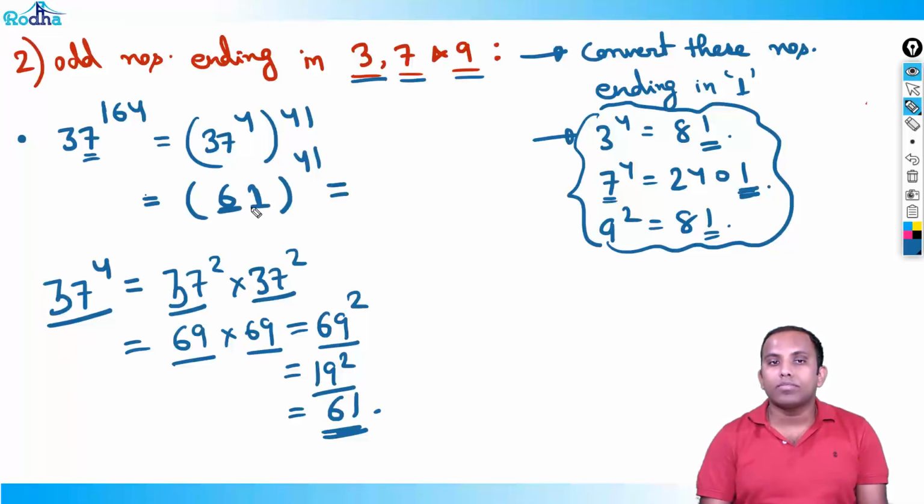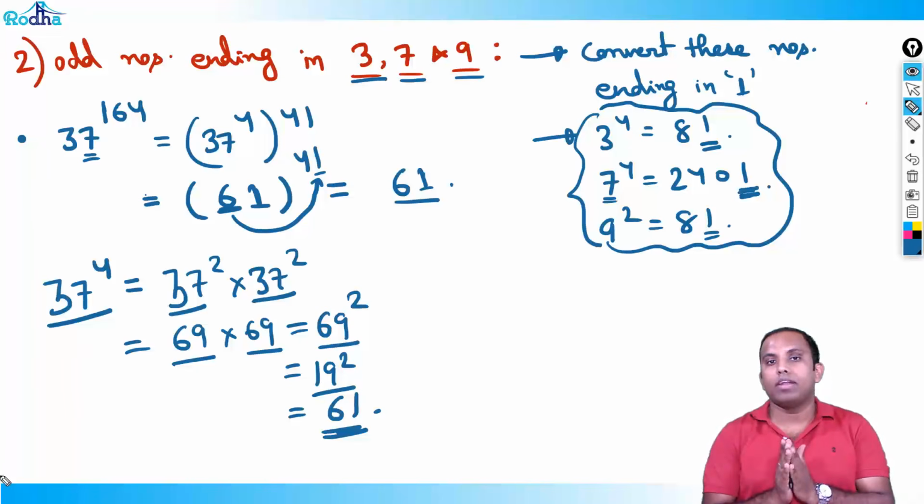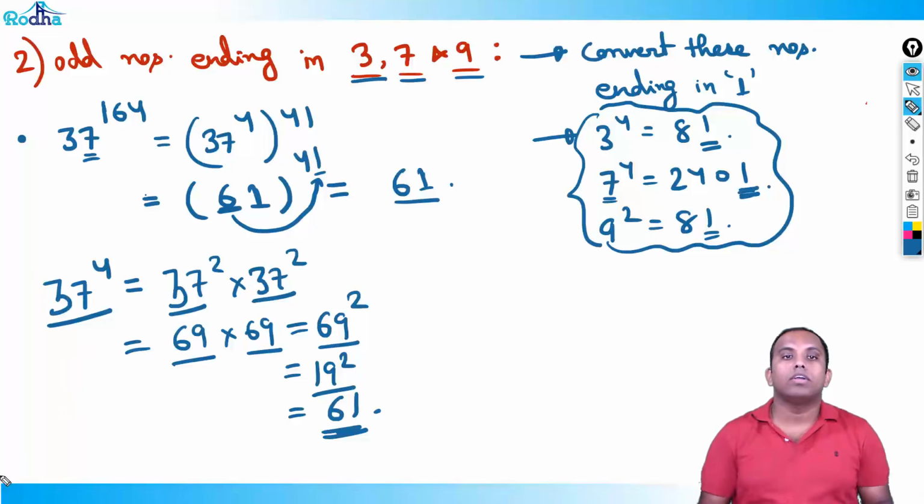I can apply the shortcut here. Again, 6 multiplied by 1, 6 into 1 is 6, right? So what is the answer? 61. So for 37 raised to 164, the last two digits are 61, right? Because any number ending in 1, any power will end in 1 only, and we can get the tens digit by multiplying the tens digit of the number with the unit digit of the power. 6 into 1 is 6, so 61.